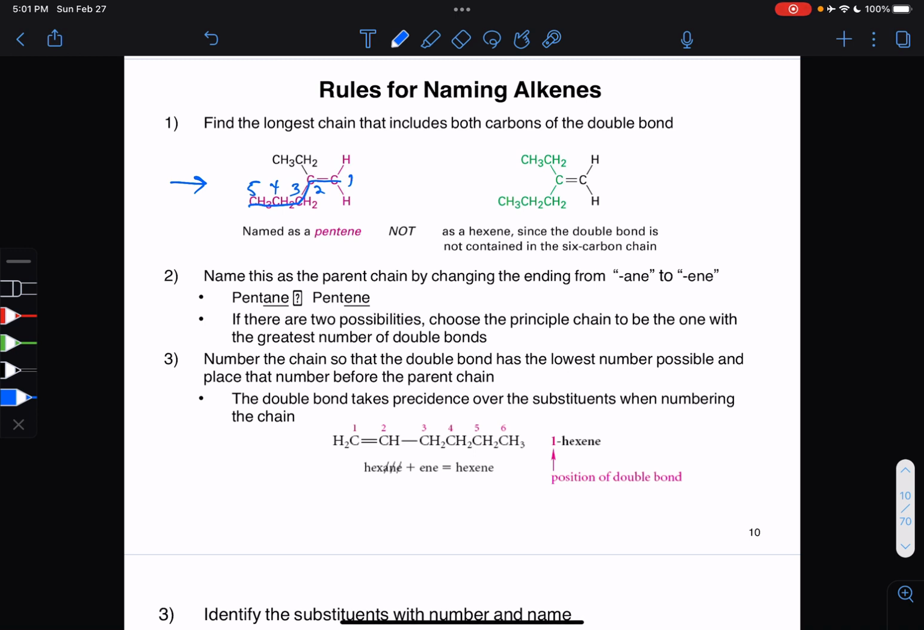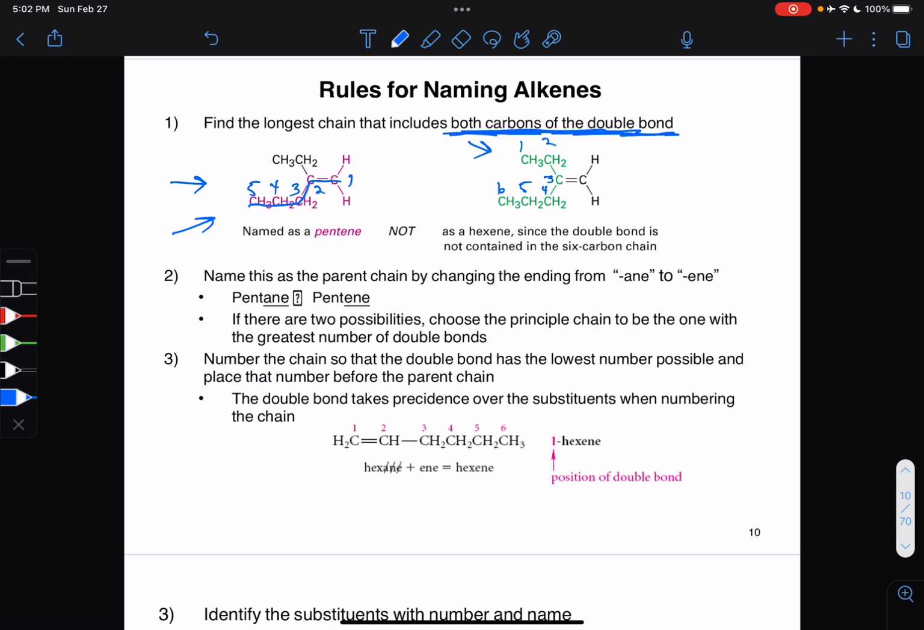Now, you have another continuous carbon chain that's longer, and you can see it in green over here. So we would do 1, 2, 3, 4, 5, 6. But that 6 carbon continuous chain does not include both carbons of the double bond. So again, you have to have both carbons of the double bond. That's very important here.